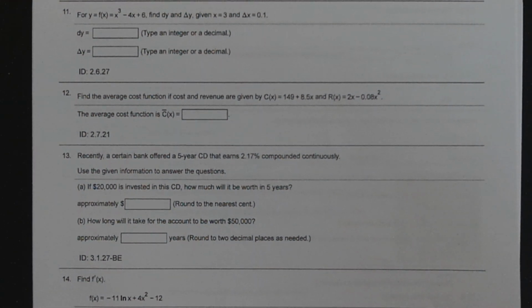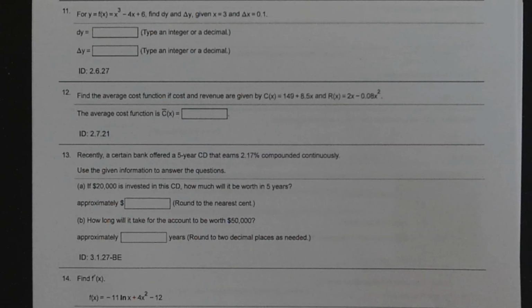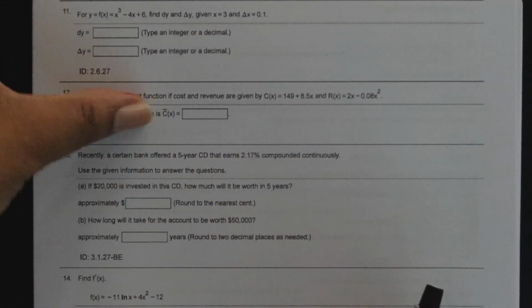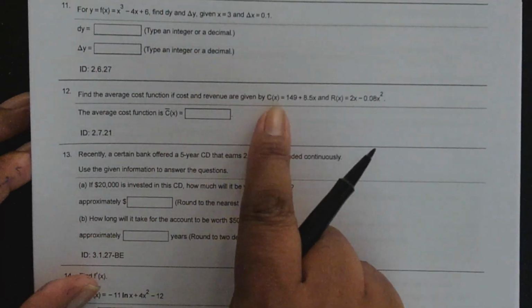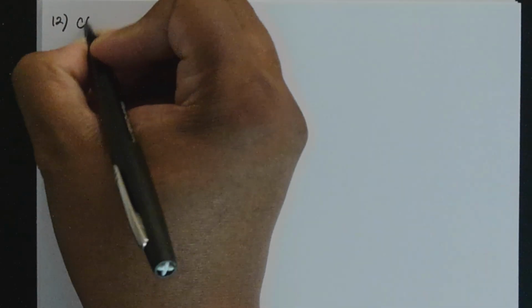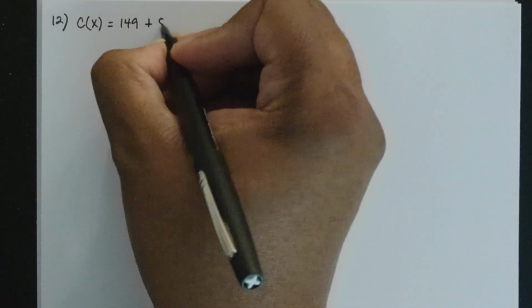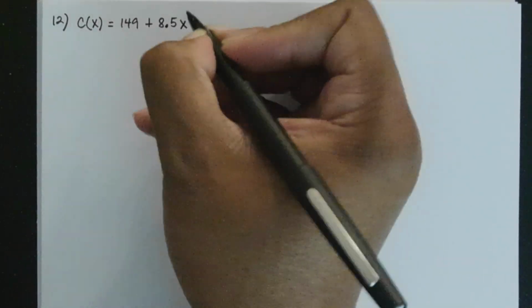Find the average cost function if cost and revenue are given by C of x is equal to 149 plus 8.5x and R of x is equal to 2 minus 0.8x squared. All right, so you're given the cost function and the revenue function, but they just want the average cost function. So that means you just want to focus on just the cost function C of x. So here C of x is going to be 149 plus 8.5x.